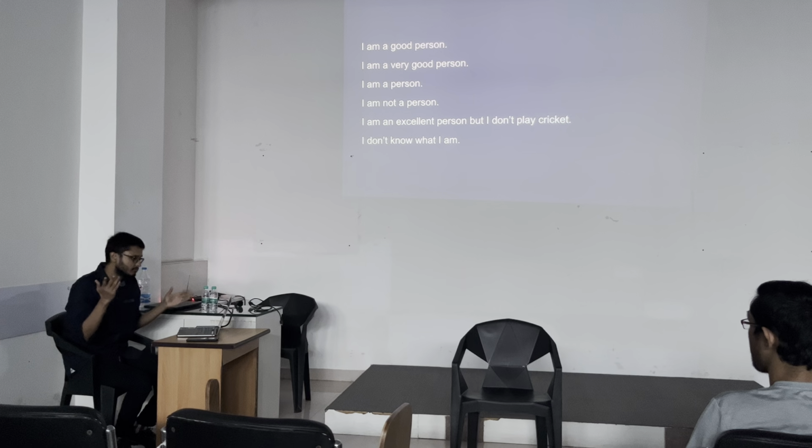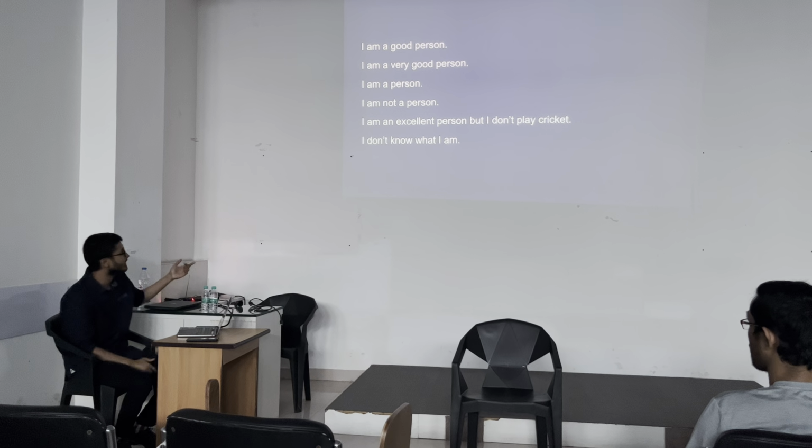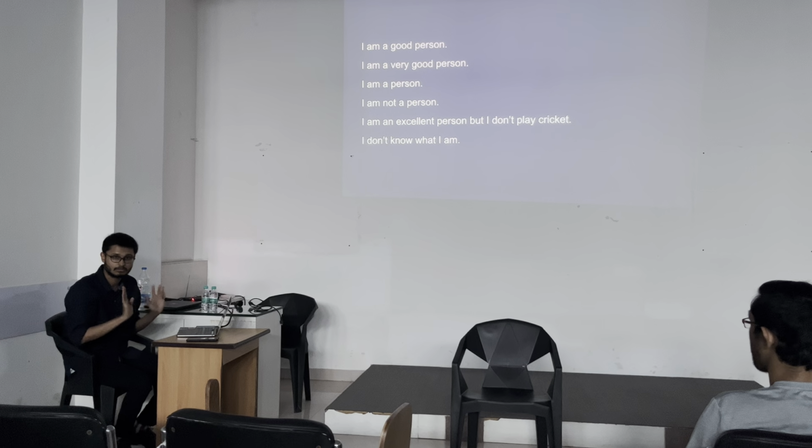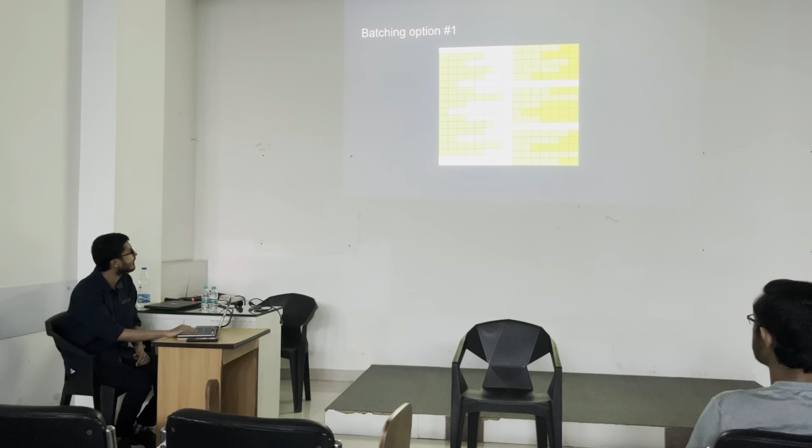I just wanted to give you an idea. It could be 5, it could be 6, it could be 10, it could be 11 or something, but the very idea is that for you to collate these sequences in a batch, they need to be of uniform sequence length. That's the idea. Any doubts? Clear. Cool. So, batching option 1.